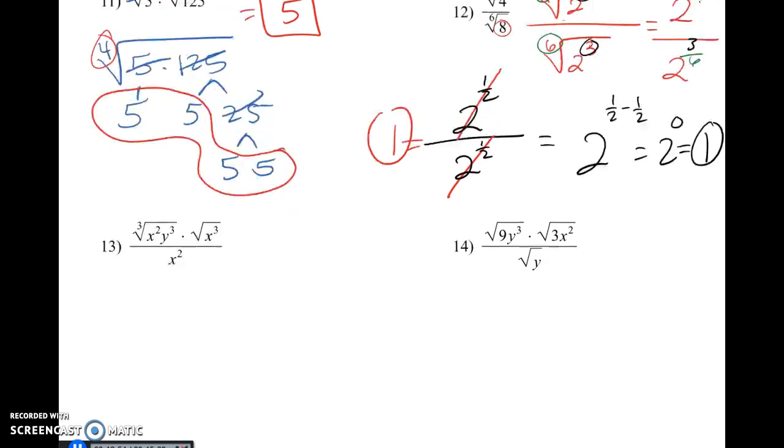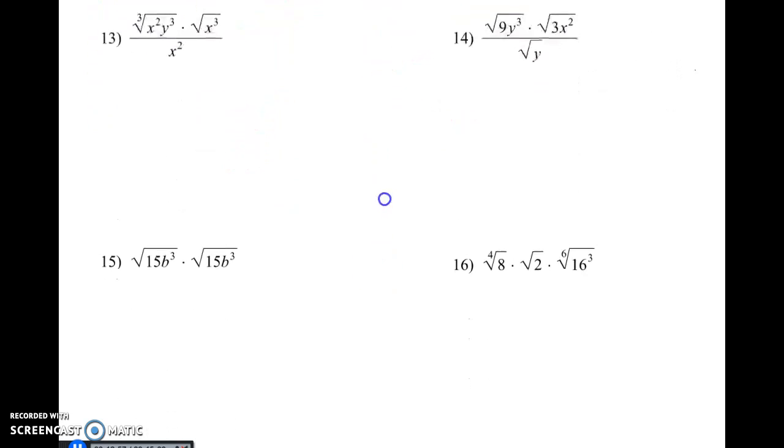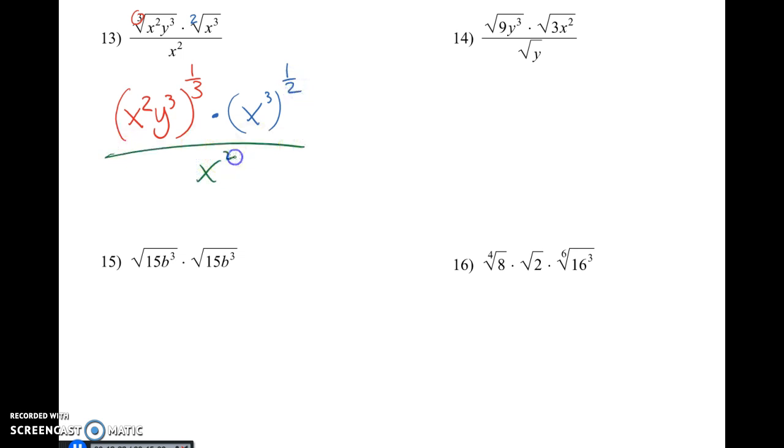Okay, number 13, are they all the same root? Well, I have a 3 here, I have a 2 here, and I don't even have a radical on the bottom. So no, I have to think about writing these as rational exponents then. So x squared, y cubed, all to the power of, if I'm writing this as an exponent, it's going to be a 1/3, times x cubed to the power of, remember this is a 2 here, so that's a 1/2, and then on bottom I have x squared.